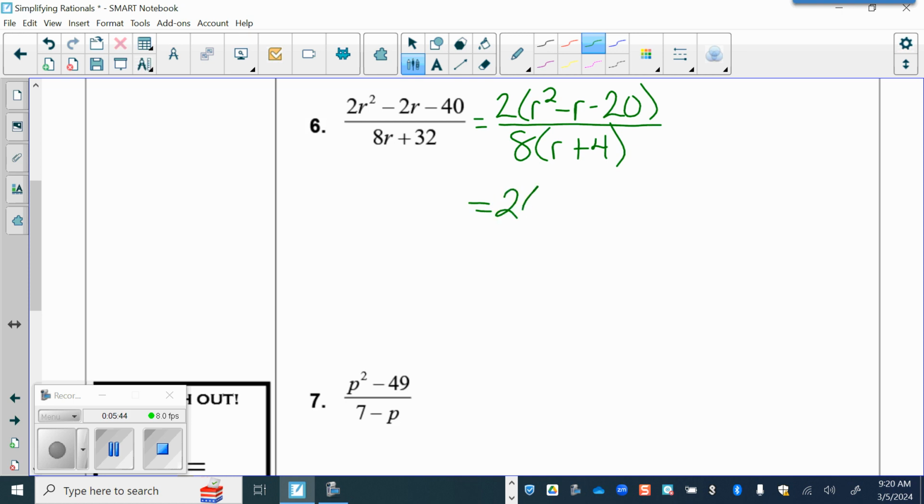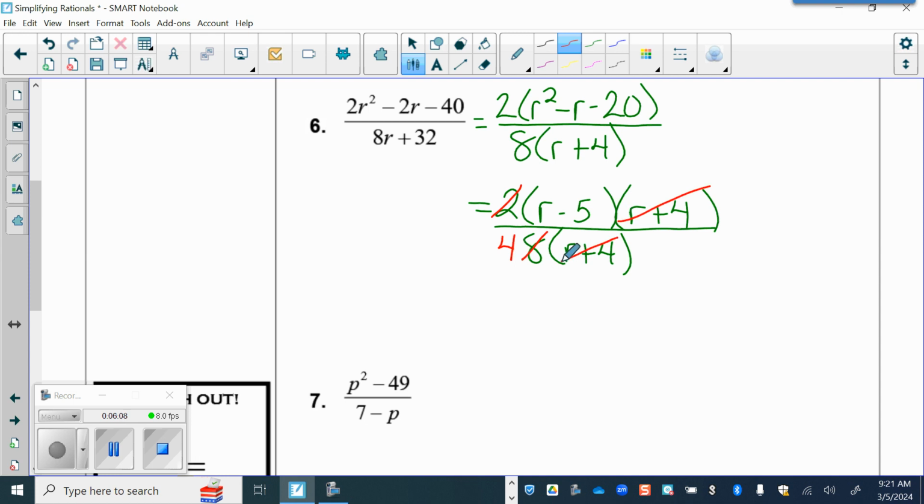So let's see, 2, negative 20, a negative 5, positive 4. That will multiply to negative 20, but add to negative 1. Now that everything is factored, 2 goes into 2 one time, 2 goes into 8 4 times, r plus 4, and I have r minus 5 over 4.